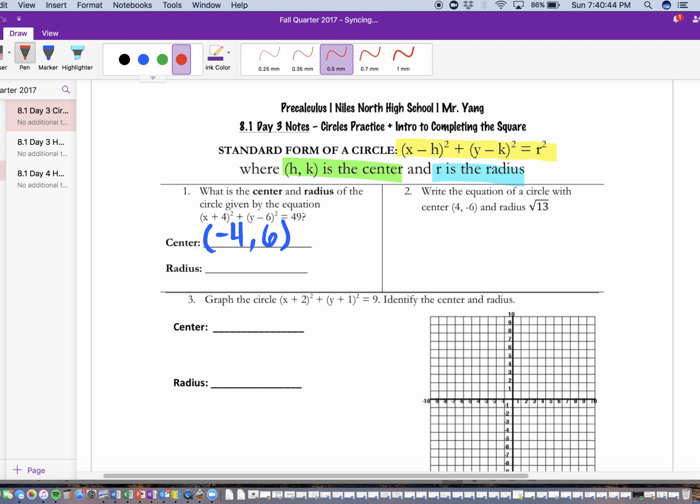And then if you look over here at the right-hand side of the standard form equation, right, this (x minus h) squared plus (y minus k) squared is set equal to r squared. In this case, 49 happens to be our r squared. So how do we get the radius by itself? Well, we need to undo squaring, which is square rooting. So if I square root both sides, right, then I get 7 equals r. So the radius would be 7.